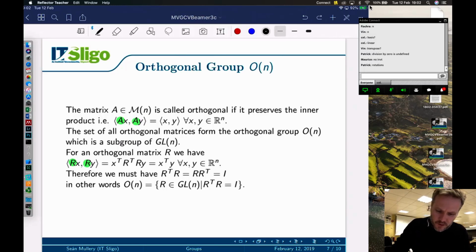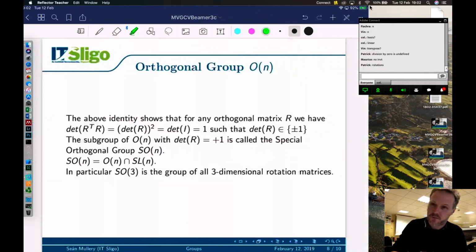So the orthogonal group here, as we have at the bottom, is a member of the general linear group, and also if I do R transpose by R, I end up with the identity matrix. Okay, so in other words, the transpose is the same as the inverse. The above identity shows that for any orthogonal matrix R, if I do R transpose R, that's the same as the determinant of R squared, which is the determinant of the identity, which is a value of 1. The trouble is, if I want to find the determinant of just R on its own, I'd have to get the square root of 1. And the square root of 1 has two possible values, it's plus and minus 1.